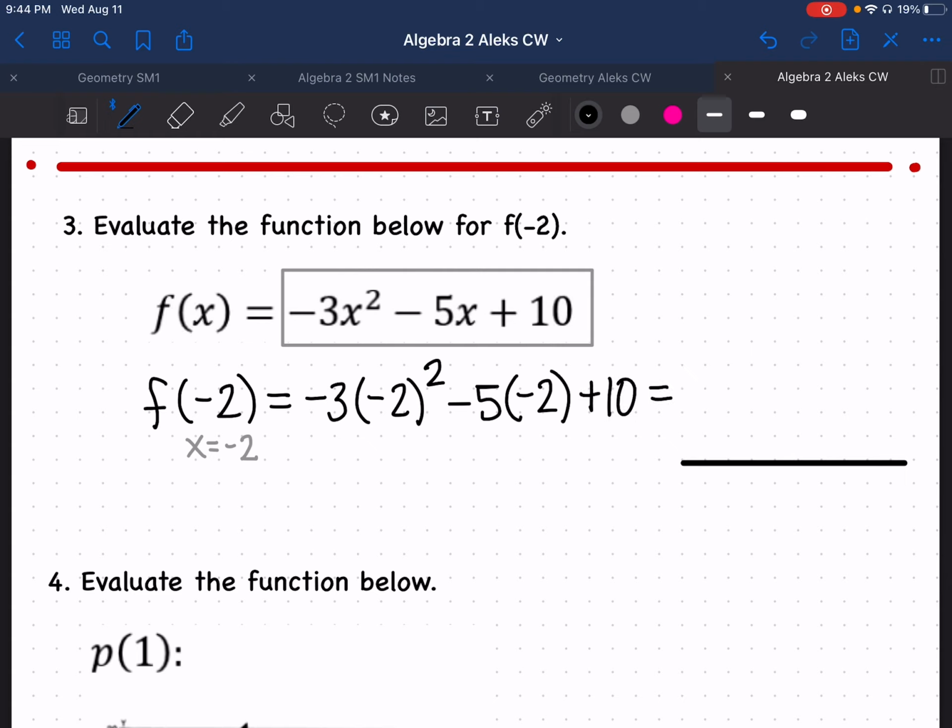I'm going to go ahead and hit enter. I'm going to enter this into my calculator because I don't know what that is off the top of my head. And I'm going to get my answer. So give me one sec here. I got 8. And just like that.